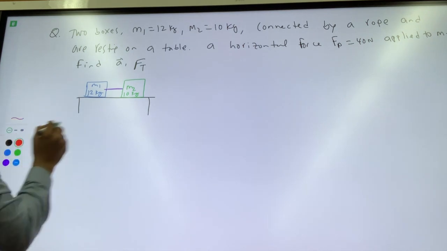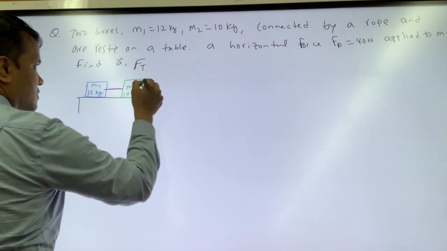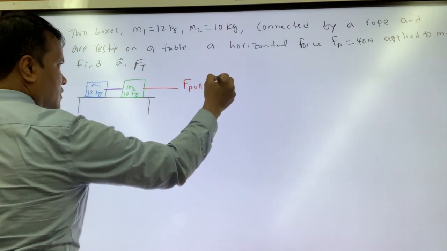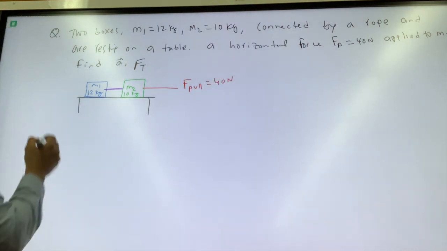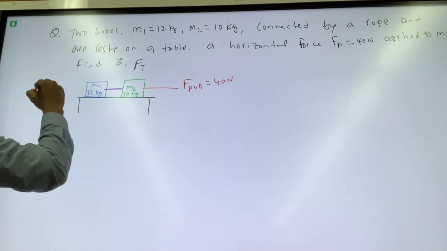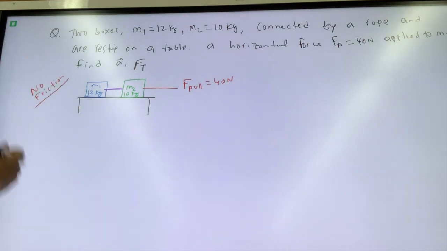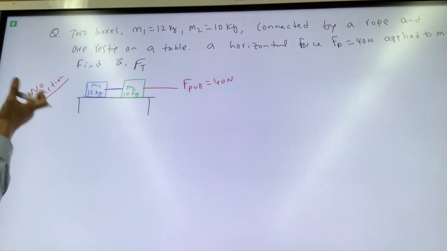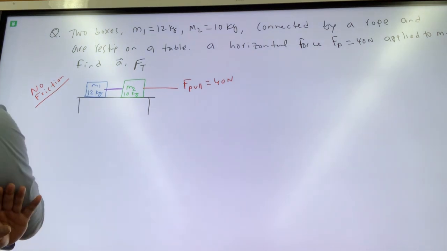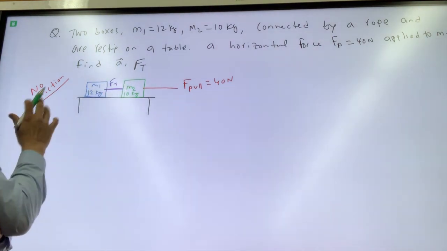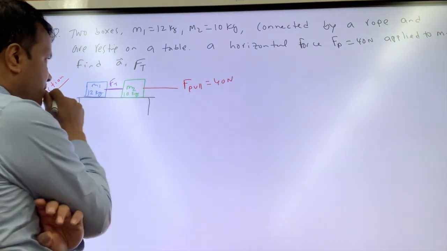There is a force acting on box number two: 40 Newton. This is, of course, frictionless. No friction. We want to find the acceleration and the tension force. There is a tension force over here. We want to find the tension force and the acceleration of the whole system.